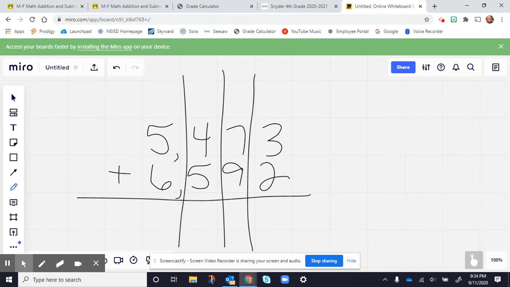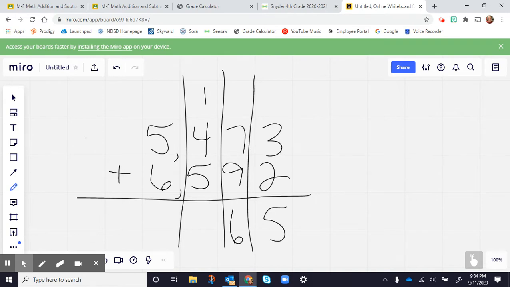3 and 2 is 5. 9 plus 7 is 16. I can't fit 2 digits in a place value column, so I have to regroup. So 16, the ones place is going to stay, and I'm going to regroup this because this is the same as 16 tens, which is the same as 160. So notice the 1 is in the hundreds place, the 6 is in the tens place.